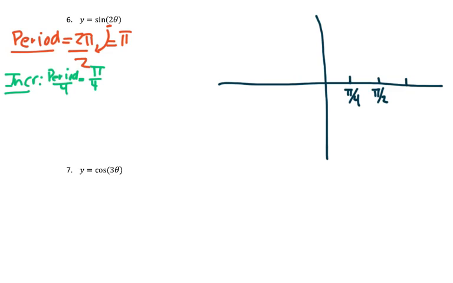And then I have 3 pi over 4. And then I have 4 pi over 4. But wait, this also reduces to pi. Your last increment here should always be your period. That's how you know you did it right. I'll also have the negative versions of these.